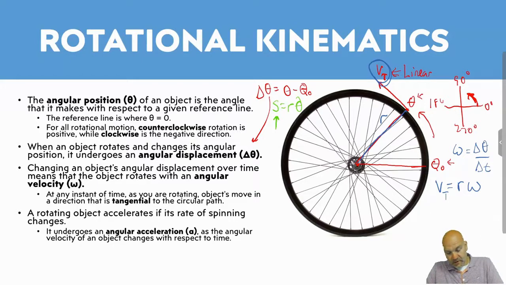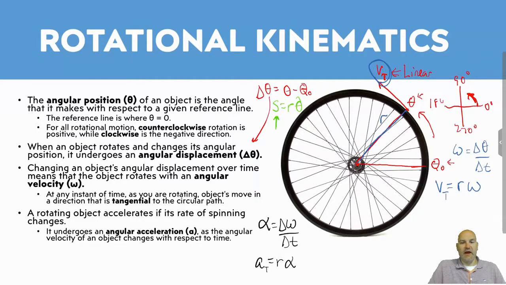Okay, so alpha is delta omega, the change in angular speed over the change in time. But in addition to accelerating rotationally, it also accelerates linearly. And so that a_t, the translational or tangential acceleration, will be r times alpha.